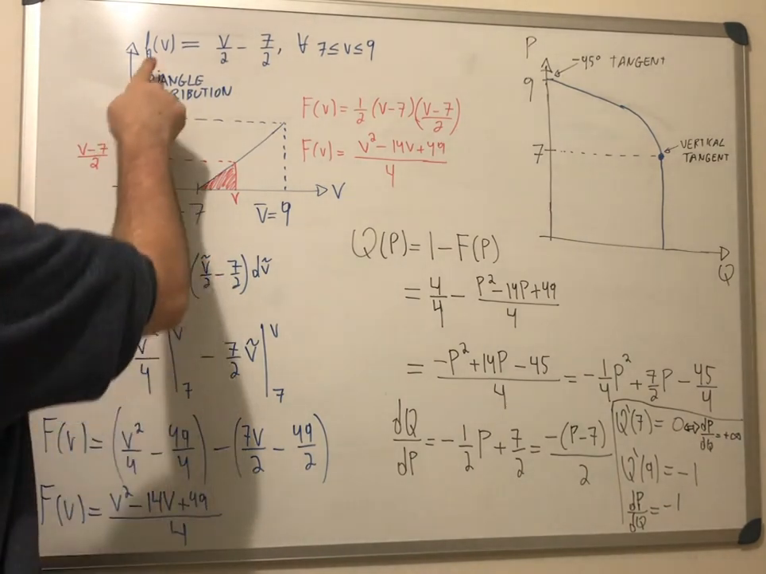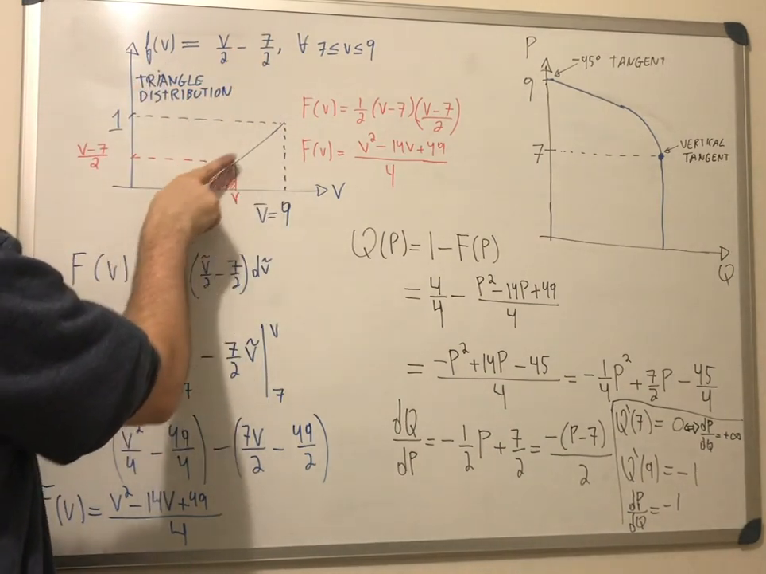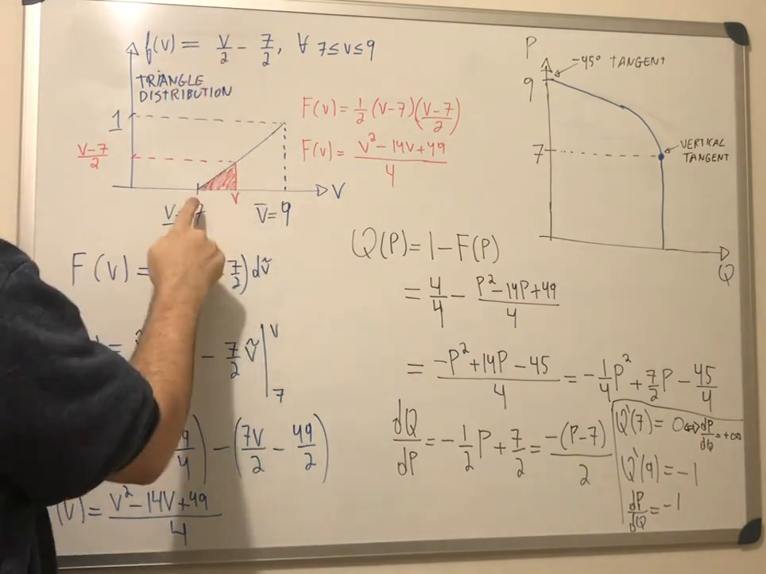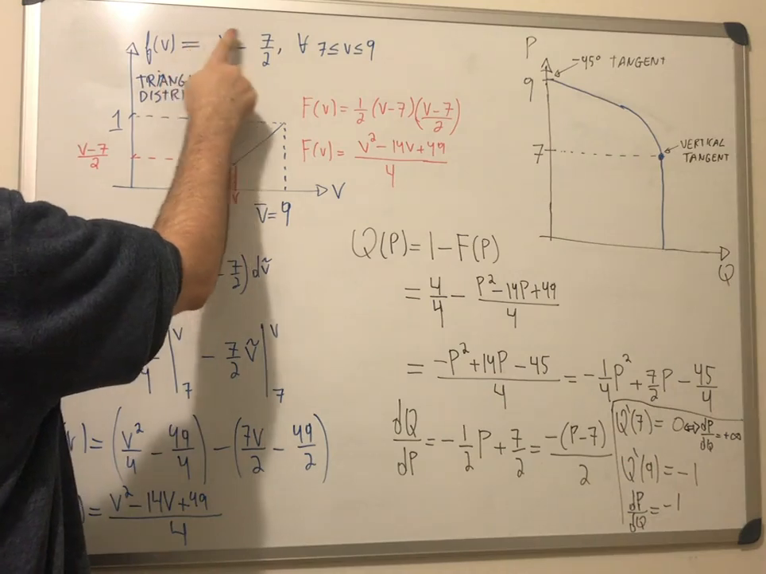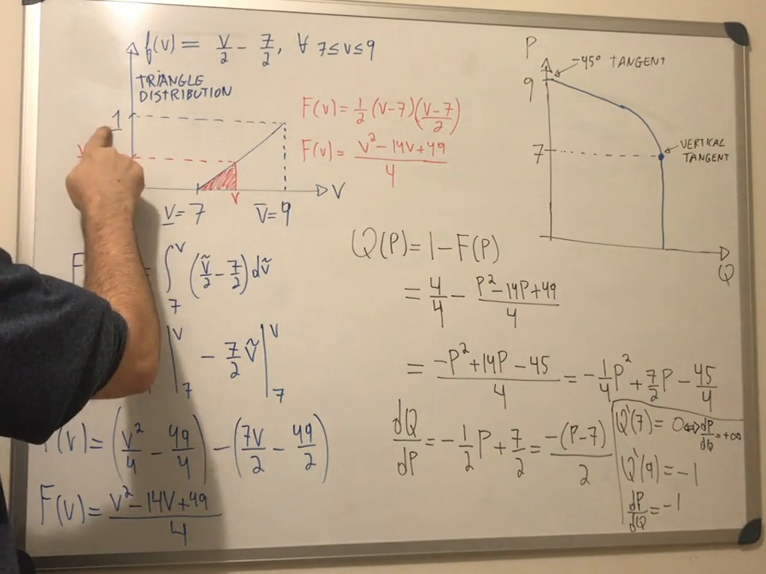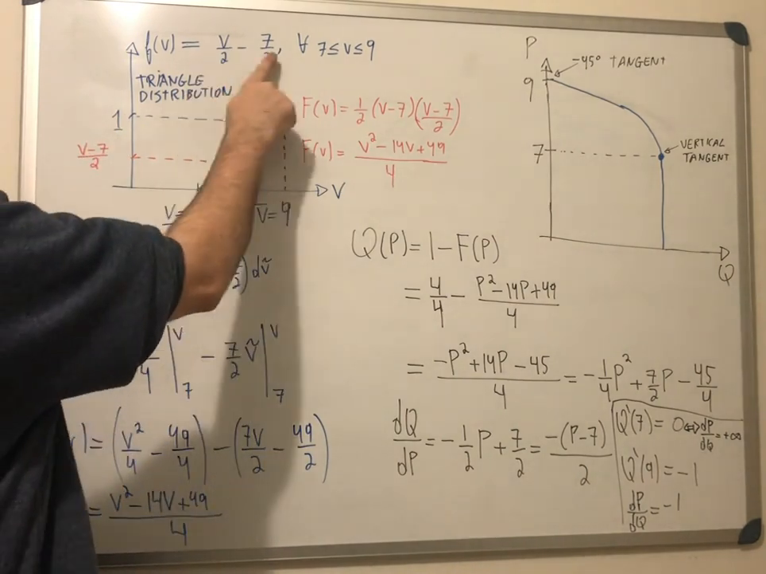So the density is this function, v over 2 minus 7 over 2, which is a straight line. If I plug in v equals 7, this is 0. If I plug in 9, 9 minus 7 is 2, over 2 is 1. The height here is 1. It's a straight line, an affine function.